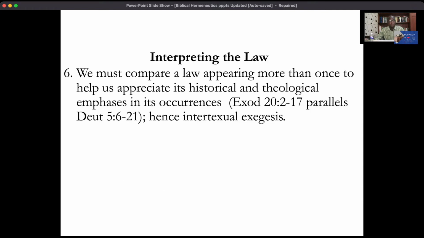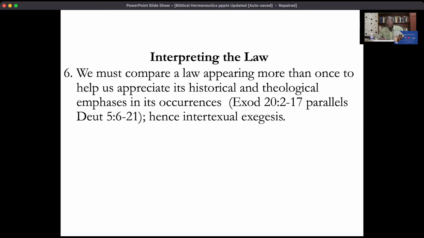Number six, we must compare a law appearing more than once to help us appreciate its historical and theological emphasis in its occurrences. And so if you have one particular law that is repeated more than once, we must compare the occurrences and see the emphasis that the author gives, or that God gives, to each repetition.